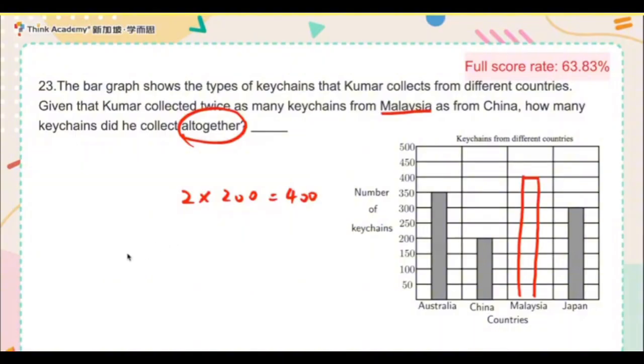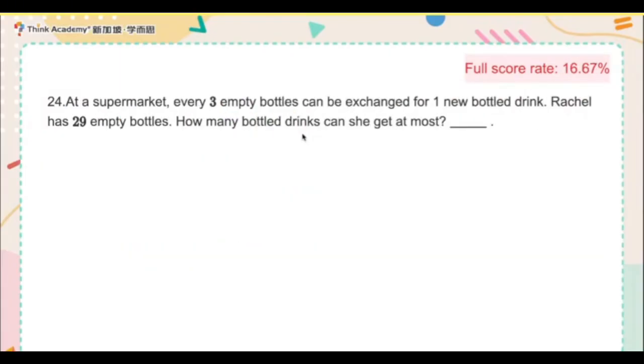So let's do the plus together. For Australia, we got how many? Type in your chat box. 350. From China, we got how many? Type in your chat box. 200. And from Malaysia, we got 400. And from Japan, that will be 300. So in total, we got how many? After calculation, we will get an answer that will be 1,250. Okay, so this is the answer here. Okay, everyone, this time, let's move on.